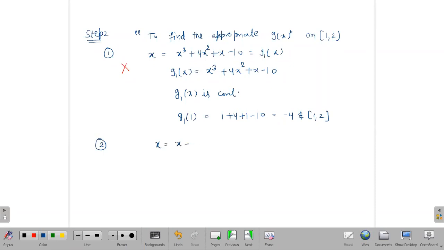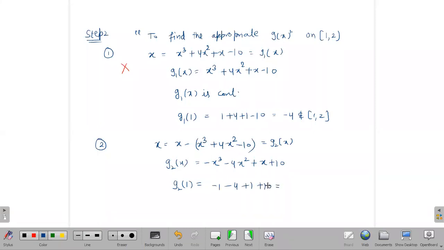x is equal to x minus x cube plus 4x square minus 10. Again, I have taken the negative sign and then added x to both sides. That also you can treat as a g2 of x: minus x cube minus 4x square plus x plus 10. It is a continuous function on this interval 1, 2. But if you find g2 at 1, you will get minus 1 minus 4 plus 1 plus 10. It will be 6, which does not belong to 1, 2.